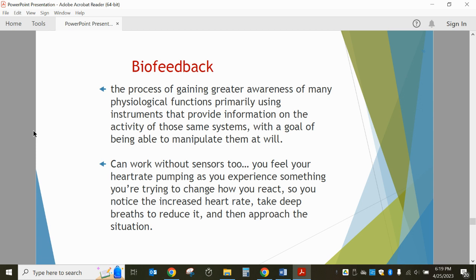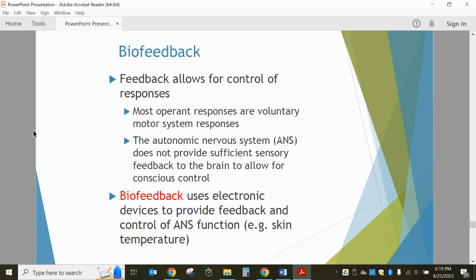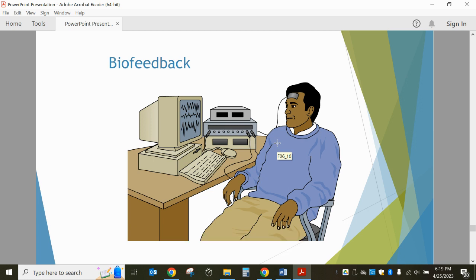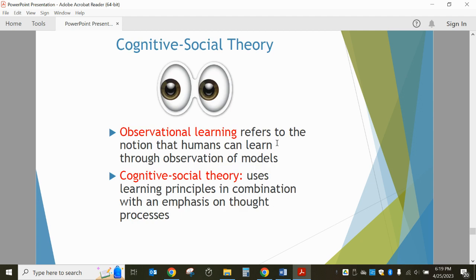Biofeedback is a type of reinforcement. We talked about where they use electronic devices to provide feedback. You could try to control your blood pressure, your heart rate by watching a monitor. And the example that we watched in class was trying to control bowel movements using biofeedback.